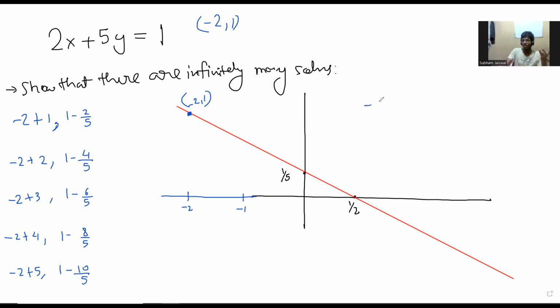So what are all the solutions? Minus 2 plus 5t, and 1 minus 2t. These are all the solutions. t equal to 0 is where we started, right? Then at t equal to 1, it becomes minus 2 plus 5, and that becomes 1 minus 2. And at t equal to 2, and we are quite sure that these are all the solutions. I mean, that's what this tells us.